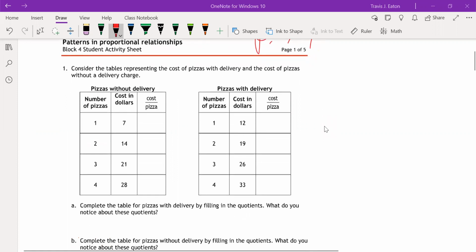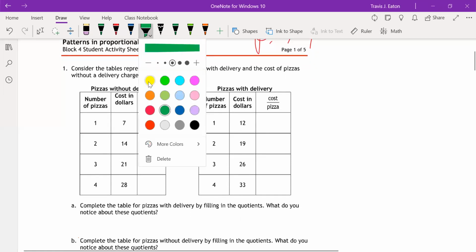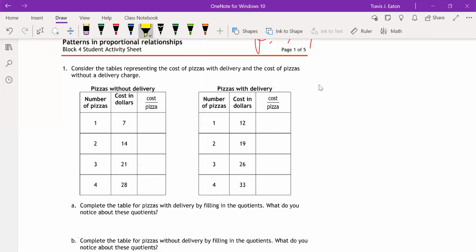It says, consider the tables representing the costs of pizza with delivery and the cost of pizzas without a delivery charge. So our first one you can see here is pizzas without delivery. If it is without delivery, then the number of pizzas is 1. The cost in dollars is 7. And so we divide the cost by the number of pizzas, and we get 7.